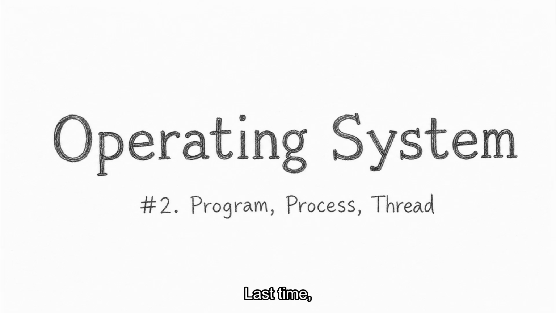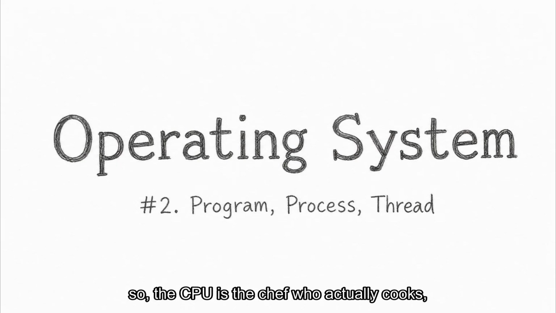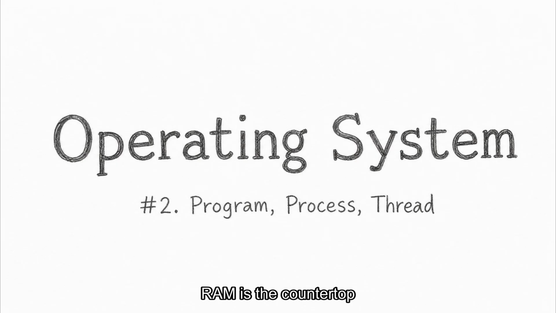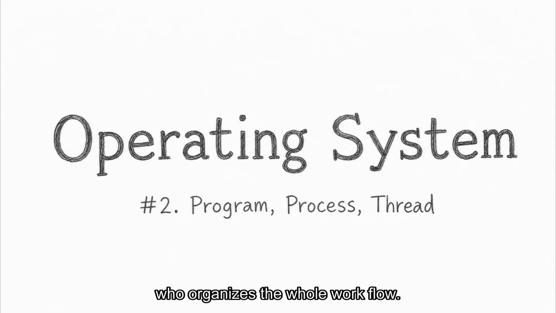Hello. Last time, I organized the big picture by comparing a computer to a kitchen. Let me organize again. So, the CPU is a chef who actually cooks. RAM is a countertop so that the chef can reach things immediately. Storage is the fridge or storage room. And the operating system is a kitchen manager who organizes the whole workflow.